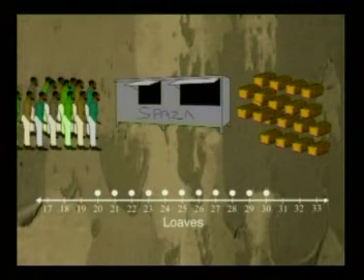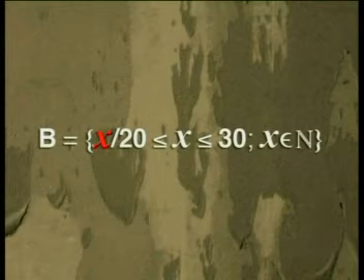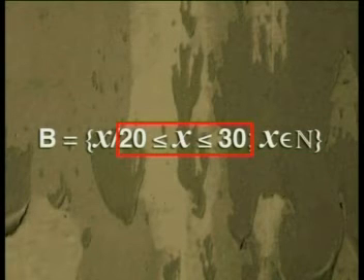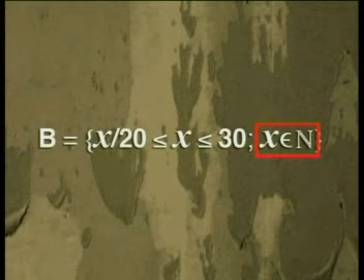Now, we can also represent the number of loaves of bread in set builder notation, like this. Now, I know this may look complicated, but it's actually easy. Watch this. These brackets over here tell us the set of. The x tells us it's the set of all x. Over here we have x is an element of natural numbers, and in the middle we have our inequality. So it says B is the set of all x such that x is smaller than or equal to 30 and greater than or equal to 20, where x is an element of natural numbers.